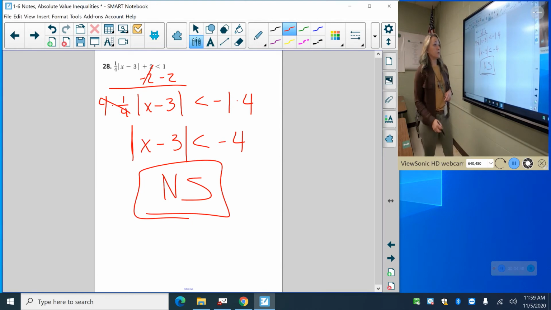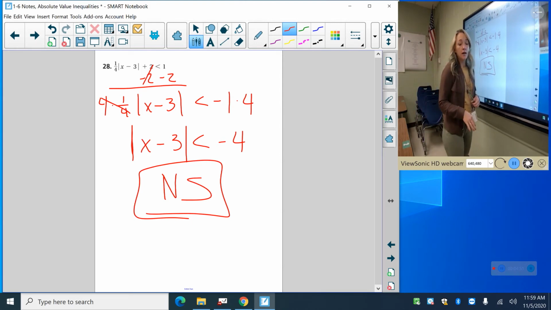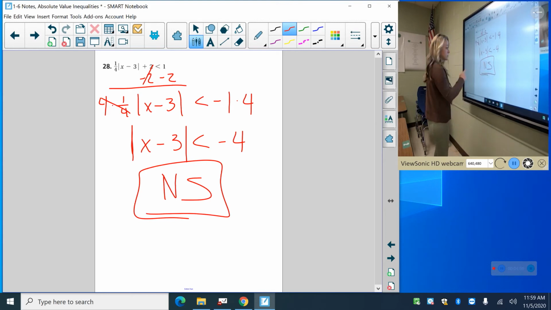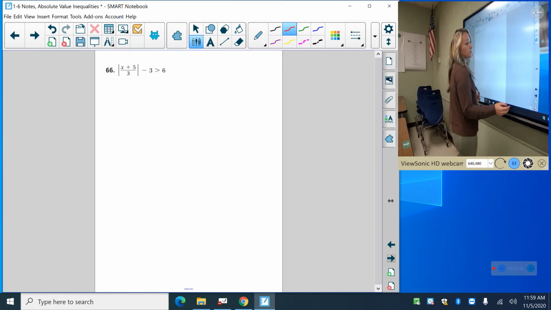Okay, a lot of times what will happen is you guys will do all this work and you'll get the answer wrong on the test or on Math Excel. The reason is you never actually checked to see if it was possible or not. So make sure you don't skip that step. Check to see if it's possible.